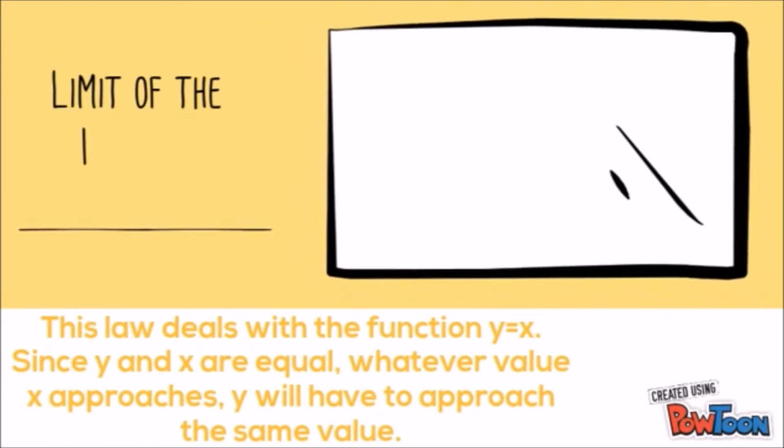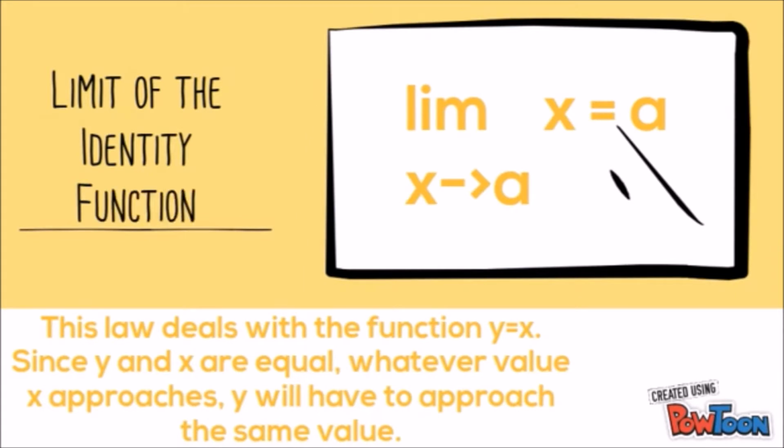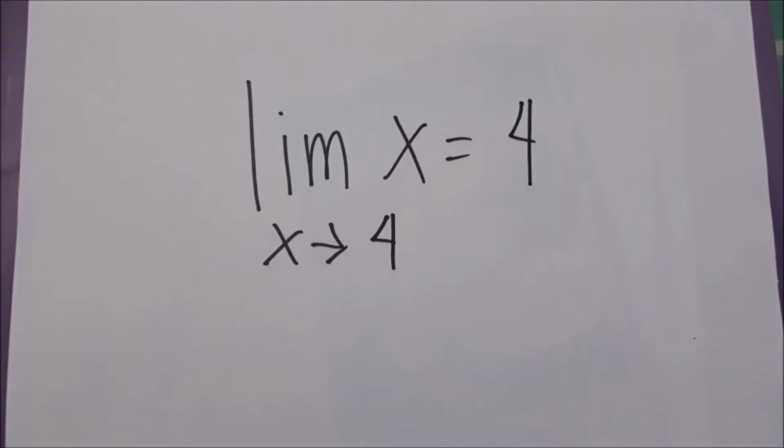Next, for the identity function. It deals with the function y is equal to x. Since y and x are equal, whatever value x approaches, y will have to approach the same value. It can be illustrated as the limit of x as x approaches a is equal to a. For example, the limit of x as x approaches 4 is equal to 4.